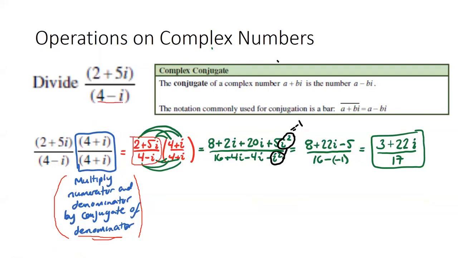And the denominator here is 4 minus i. Actually, let me really stay true to the notation here. So the denominator here is 4 minus i. So the conjugate of the denominator is 4 plus i. So what we're going to do here is we're going to multiply the numerator and the denominator by 4 plus i.